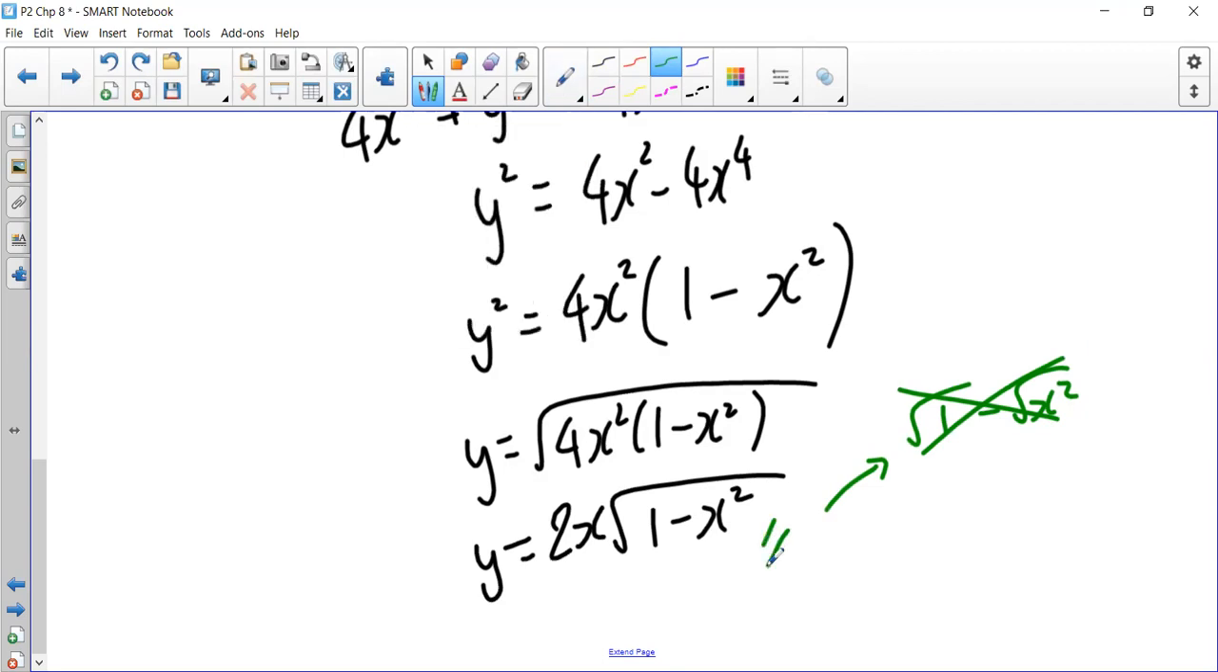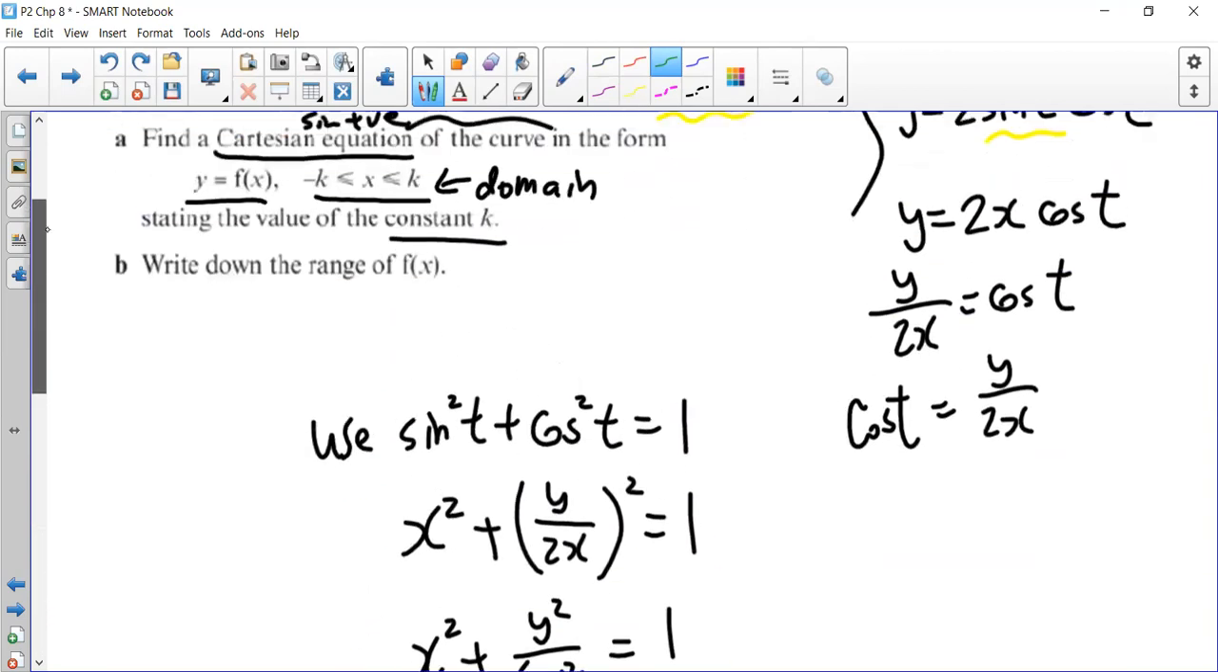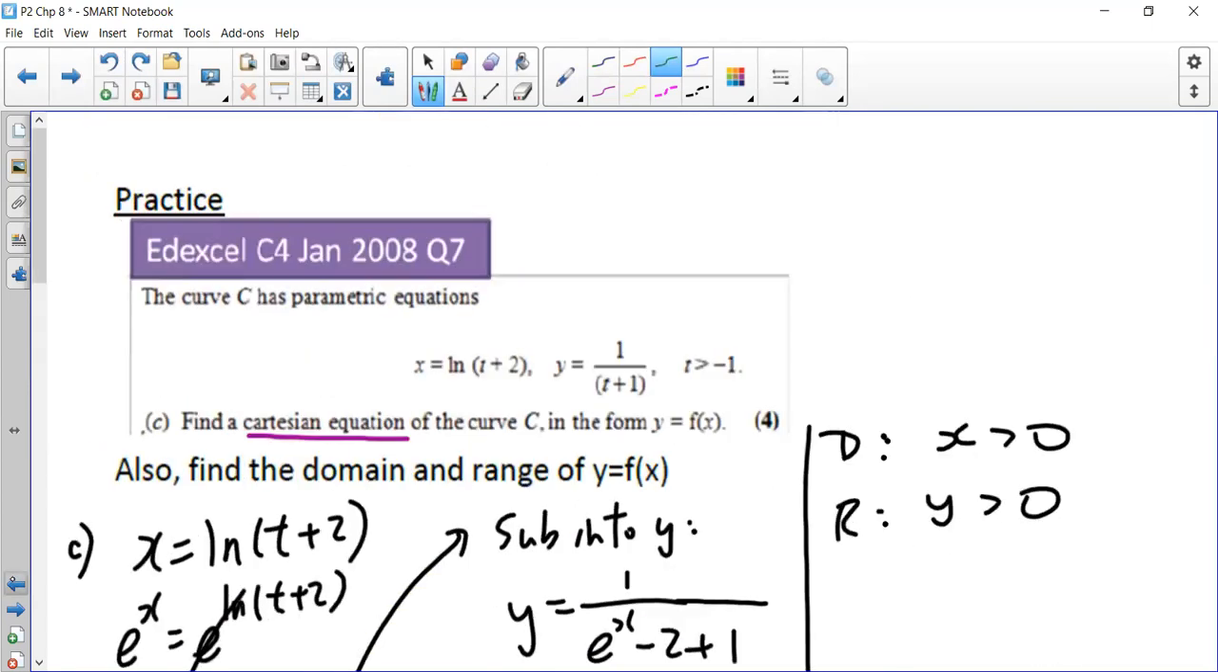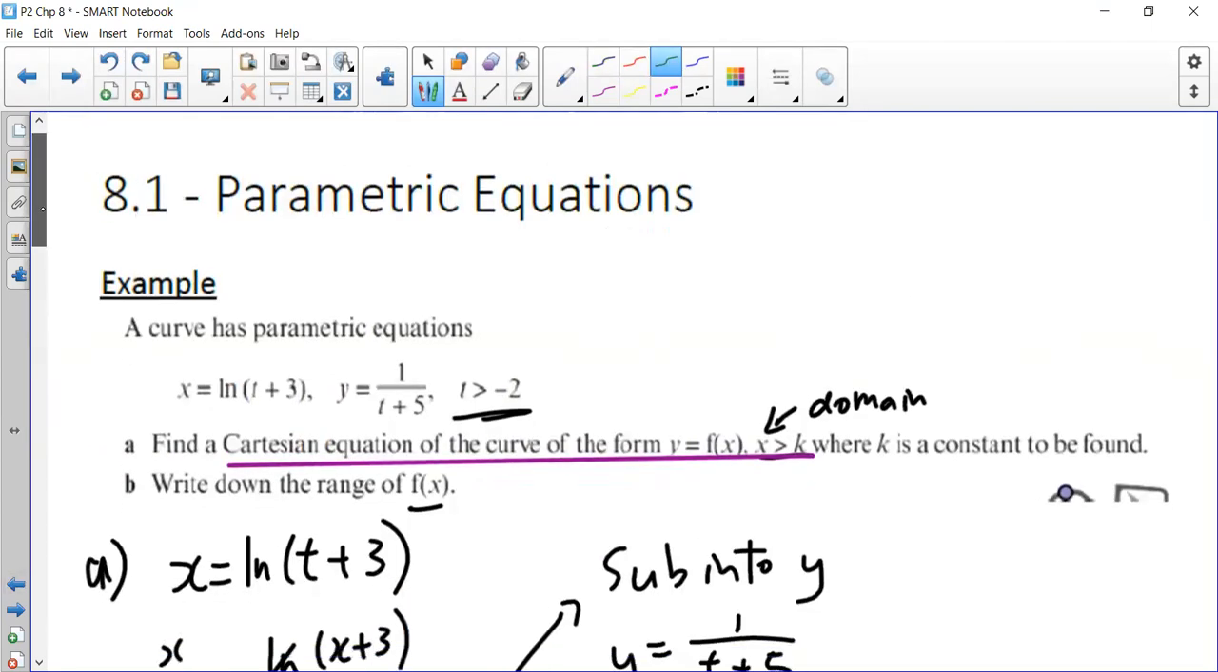Right? We next need to find the domain. So what's the domain? To find the domain of x, the domain of the parametric, hopefully you've learned from last lesson. To find the domain, have I done it in here?